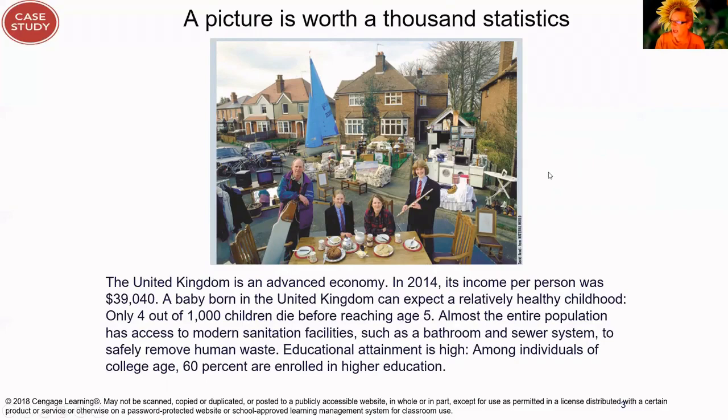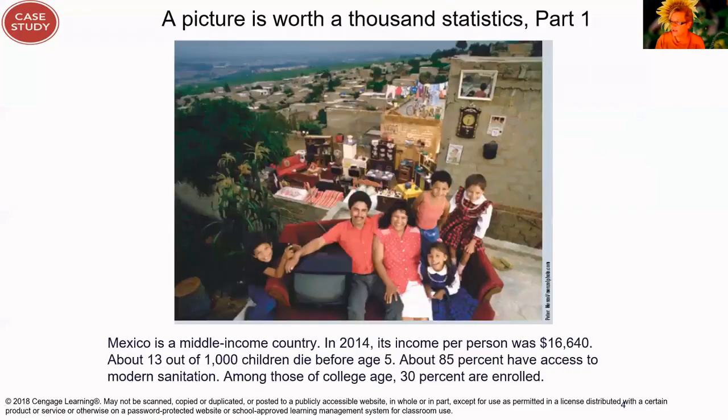So let's take a look at another economy. This is a developing economy. This is Mexico, a middle income country. Notice that the income per person is a lot lower, and again, this is adjusting for exchange rates. We have a little bit higher infant mortality rate. And when we talk about college education, only about 30% in this particular economy.